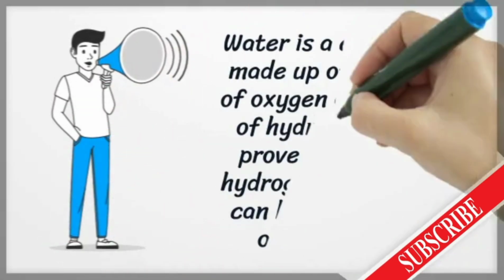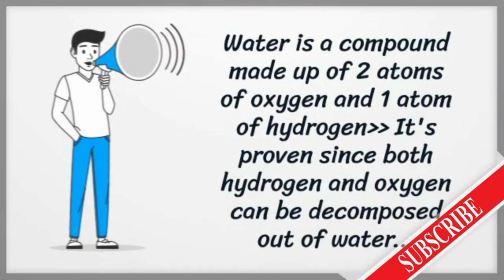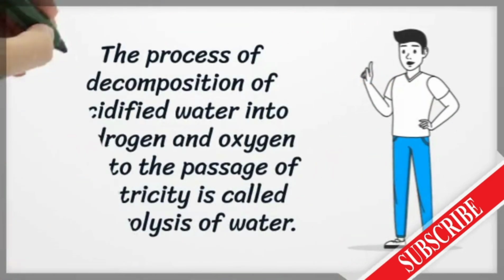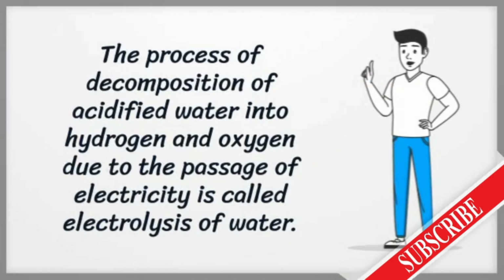Water is a compound made up of 2 atoms of hydrogen and 1 atom of oxygen. It's proven since both hydrogen and oxygen can be decomposed out of water. The process of decomposition of acidified water into hydrogen and oxygen due to the passage of electricity is called electrolysis of water.